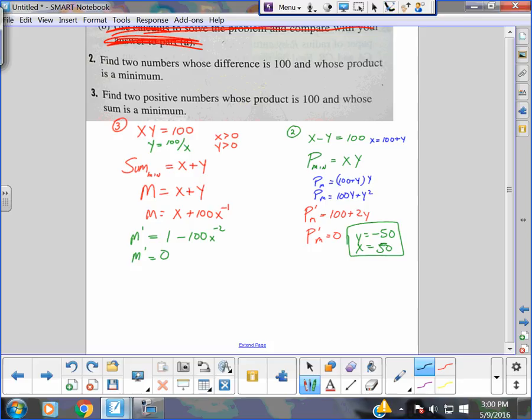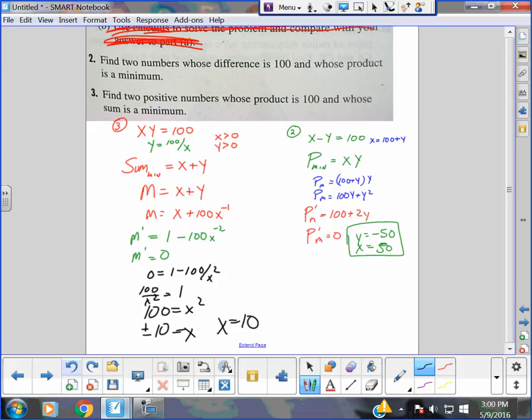I'll do that in black. So 0 equals 1 minus 100 over x squared when we bring it down. So 100 over x squared equals 1. 100 equals x squared, multiply both sides. Now everybody, when you solve for x, you should get plus or minus 10, right? Square root of both sides. But that's where this initial condition becomes so important. So I use x is 10 because that's our positive solution.